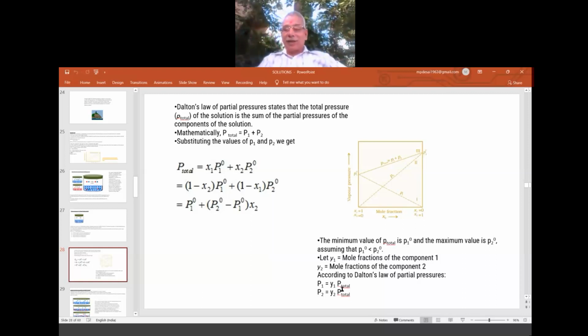That is taken here. So pressure 1 equals P total into the mole fraction of the one component. In the same way, if there are many components A, B, C, D, Z, then Pn equals Yn into P total. This is the general equation for Dalton's law of partial pressure using the mole fraction. So this is a combination of Raoult's law and Dalton's law.